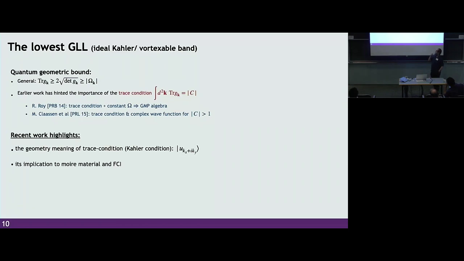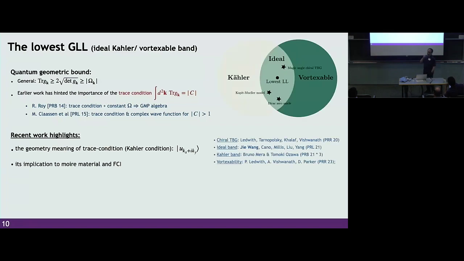But the geometric meaning of the trace condition and its implication to the Moiré materials and the fractional Chern insulators has only been highlighted recently. We now know that the trace condition will directly imply that the Bloch function is a holomorphic function. By holomorphic, I mean it has a holomorphic dependence on the complex momentum kx plus i ky.